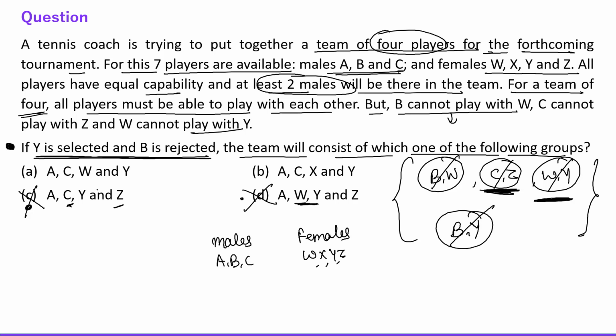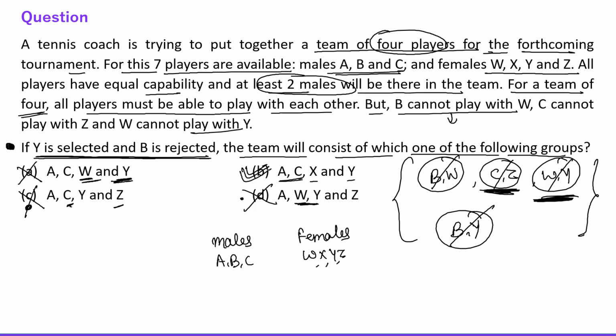Similarly, if I talk about option A, option A is W and Y. In option A, W and Y are together, and W and Y can't be together, so this is not the correct choice. So obviously the correct choice is B, ACXY. All players are comfortable with each other. Here we have 2 males and XY are comfortable with each other. Obviously, this is the correct choice.